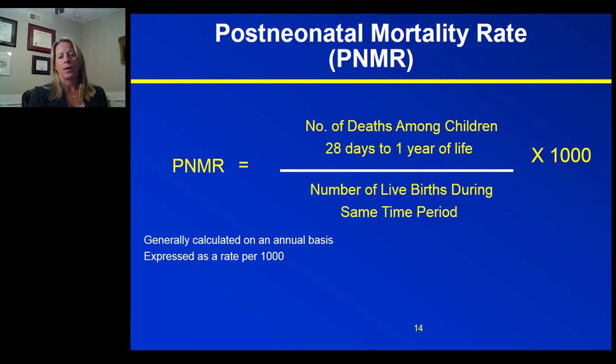There's also the post-neonatal mortality rate, or PNMR, and this represents the number of deaths among children between days 28 to 1 year, over, again, the number of live births during that same time period.